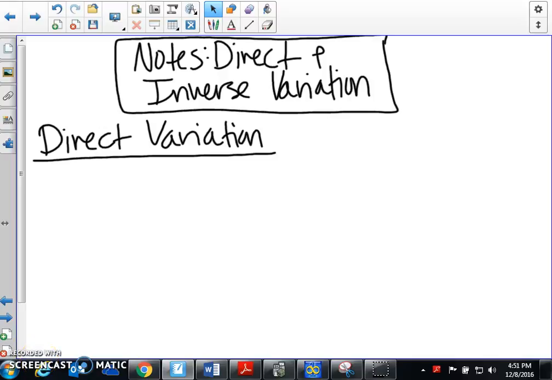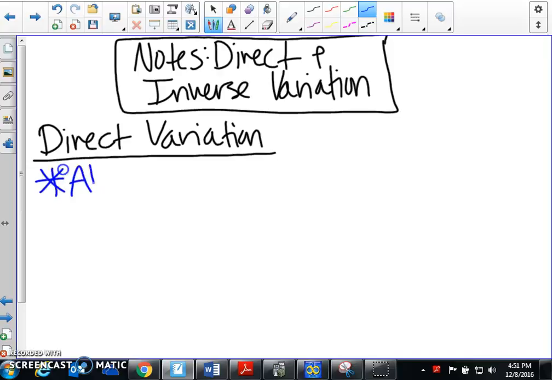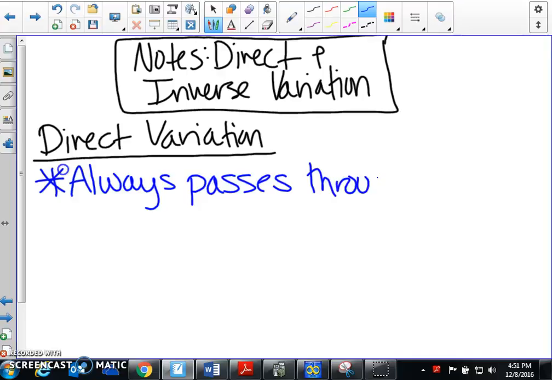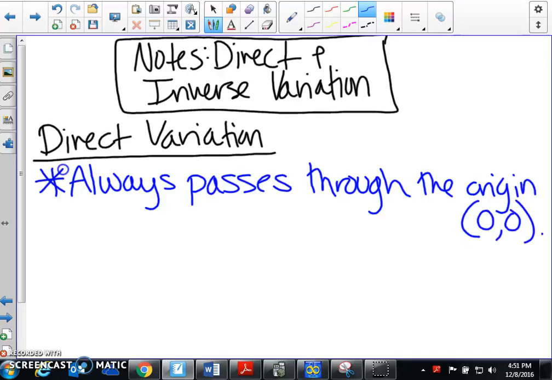Okay, we're going to start off with direct variation. There's a couple of things that you need to know about direct variation. The first one is that it always passes through the origin, which remember is the point (0, 0). So it's always going to go through the origin, no matter what. If it's a straight line, goes through the origin, boom, it is a direct variation.